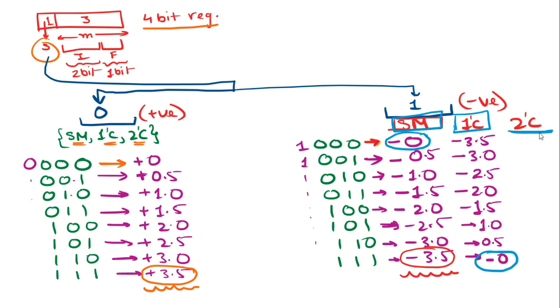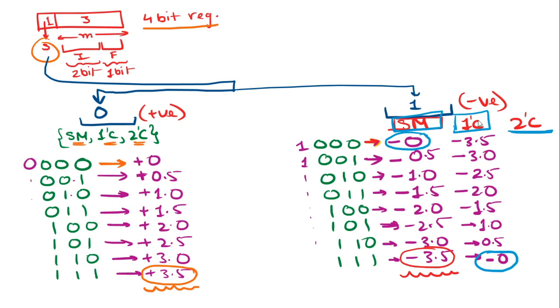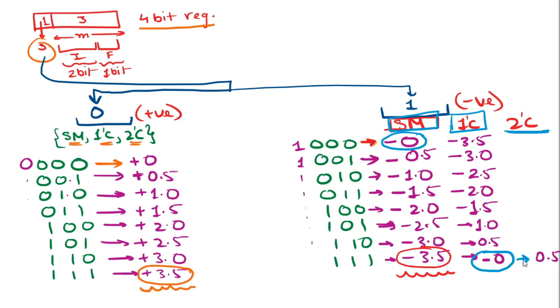So how is 2's complement different? When we add 1 to the 1's complement, what exactly happens? Let's see. In 2's complement, what will be the value? Let's start from the end. This is 111. Now let's toggle it. It will become 000. We will add 1, that means it will be 001, which means it will become minus 0.5.